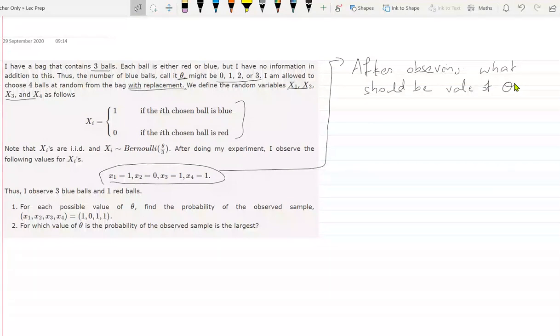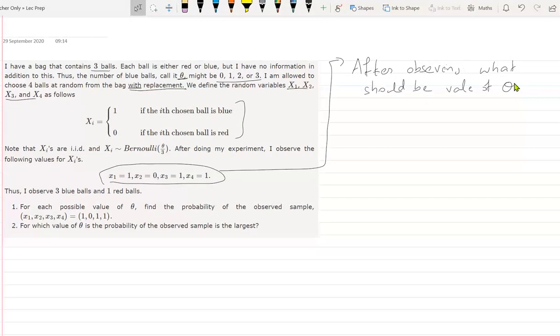We cannot be sure what the value of theta is, right? Can we be sure? Yeah, you are right. Abhiram says surely theta cannot be 0. That 0 is ruled out. Great, that's a good observation. But theta can still be 1, 2, or 3.